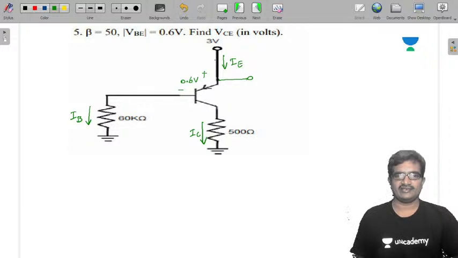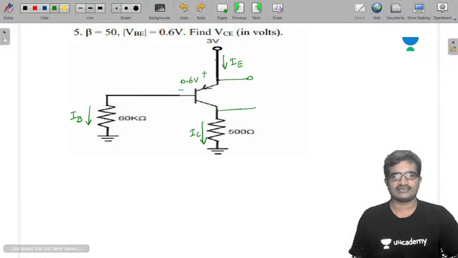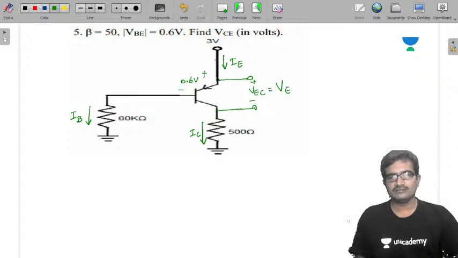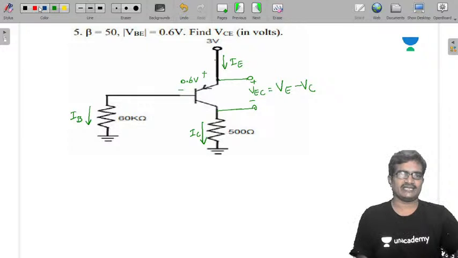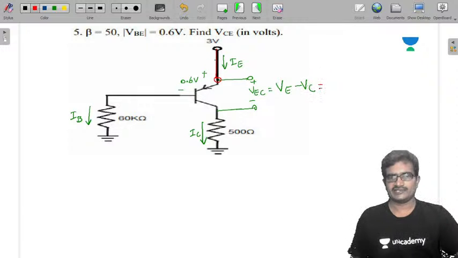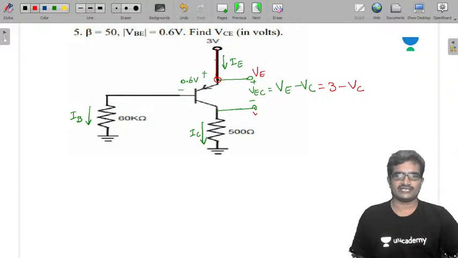This is VEC, the voltage between emitter to collector, which is voltage at emitter minus voltage at collector. We need to calculate this. But voltage at emitter is nothing but 3 volts. It is connected to this. So it is 3 volts minus VC, voltage at collector. This is voltage at emitter. This is voltage at collector.